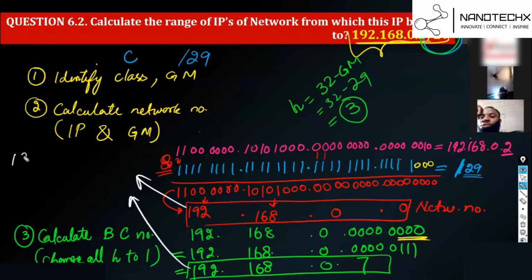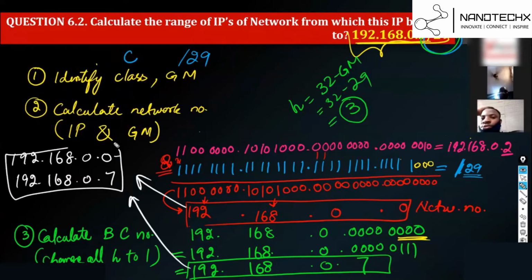So the range is 192.168.0.0, and the last one is .7. So it is up to 192.168.0.7. So this is our range. This is the answer. So let's see on a clear page.